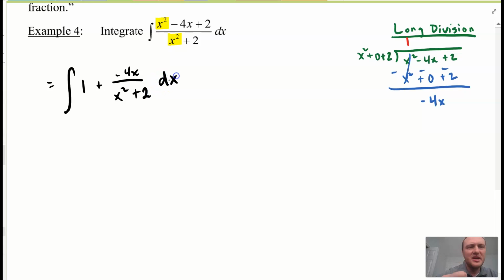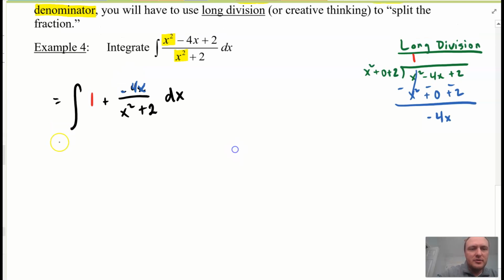dx. And actually, I had that 1 for a reason. I want you to make sure that your quotient, you put the 1 by itself, and this is your remainder, the negative 4x here. Okay, so just some things to watch out for. Okay, so we're going to go ahead and integrate this.